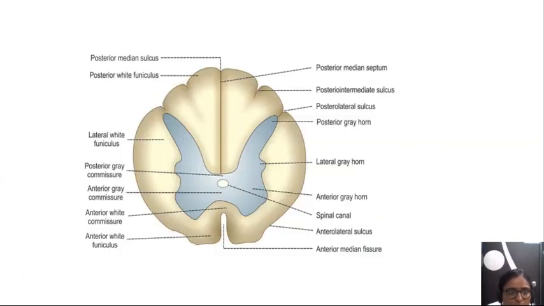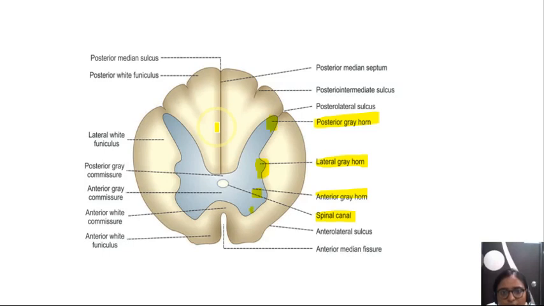If you can see here, we have drawn this structure, and this is your gray matter and this is your white matter. Fine. This is named posterior gray horn, because it is on the posterior side and it looks like a horn, and it's gray in color. And here, it is on the lateral side and it resembles a horn and is gray in color, so it is called the lateral gray horn. And here it is the anterior gray horn because it is on the anterior side. Fine. And this one is your spinal canal.